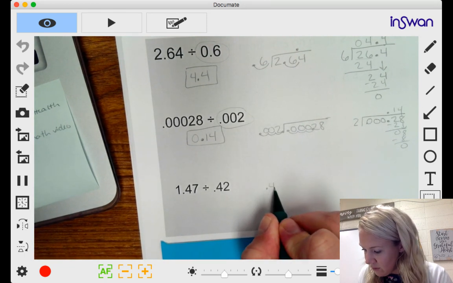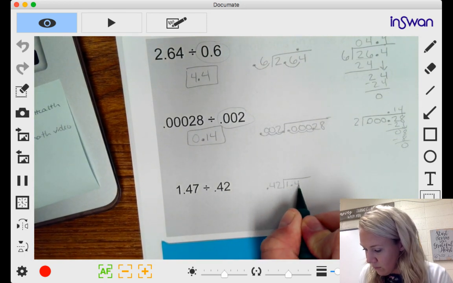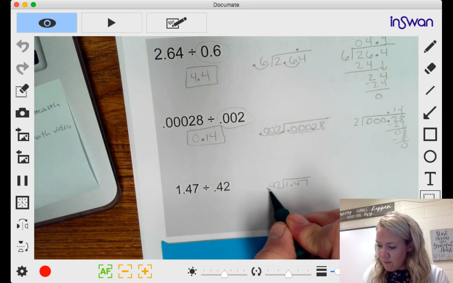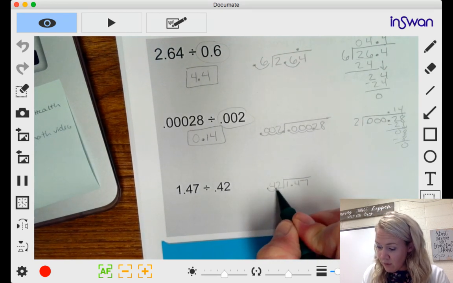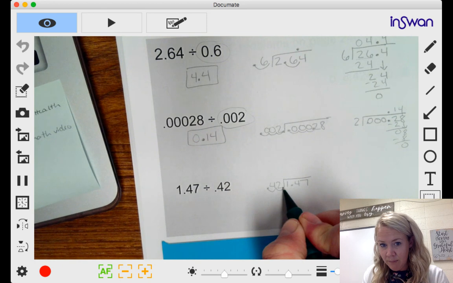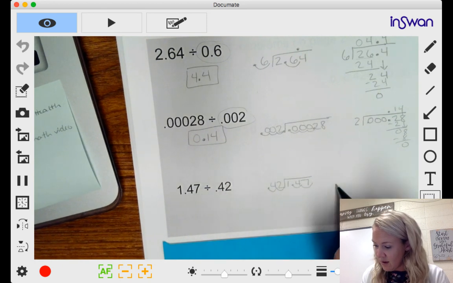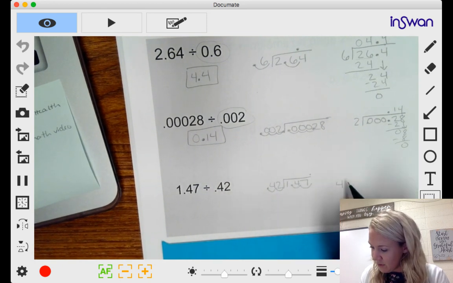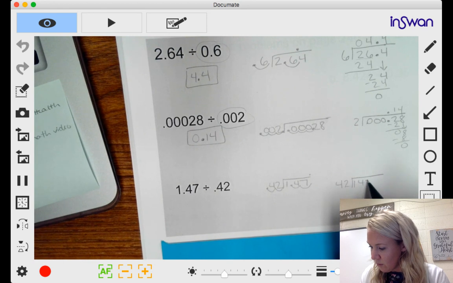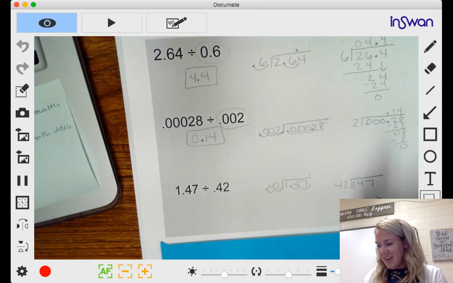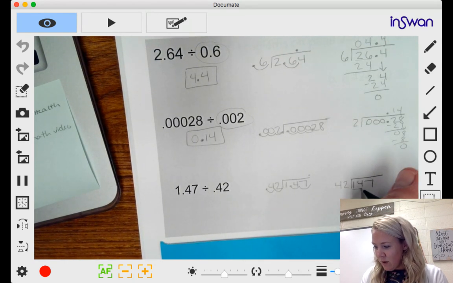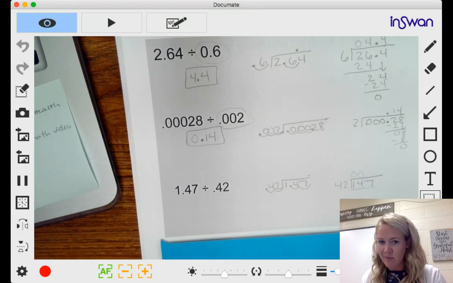We have 0.42 into 1.47. To get 0.42 to be 42, I have to multiply it by 10 and by 10 again. So I do the same thing on the inside. And then both of them are whole numbers. 42, 147. So 42 does not go into 1 or 14. I have to figure out how many in 147.